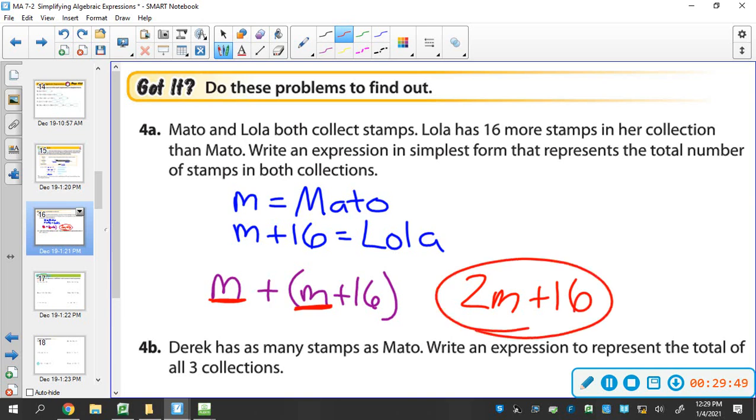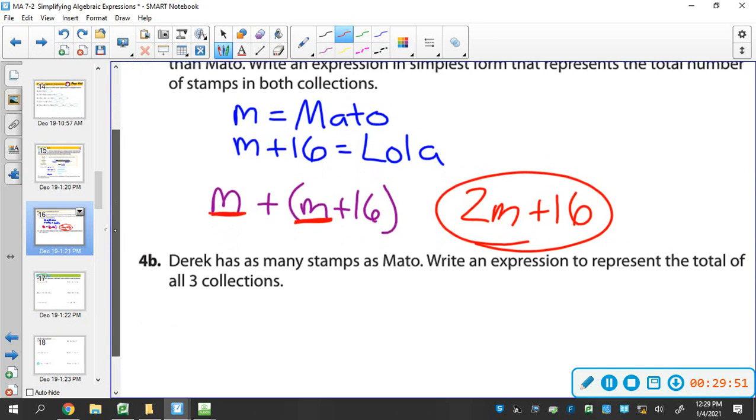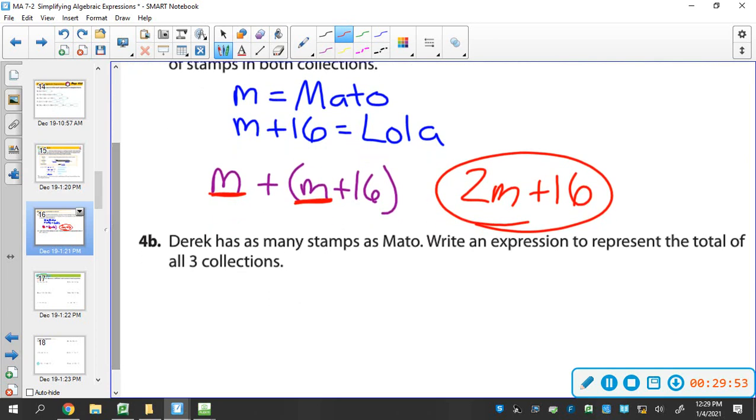Part B says, adding another person into this problem, what if Derek has as many stamps as M? Write an expression to represent the total of all three collections. Well, we have the total of the first two, and then Derek also has the same amount as M, so plus M there.